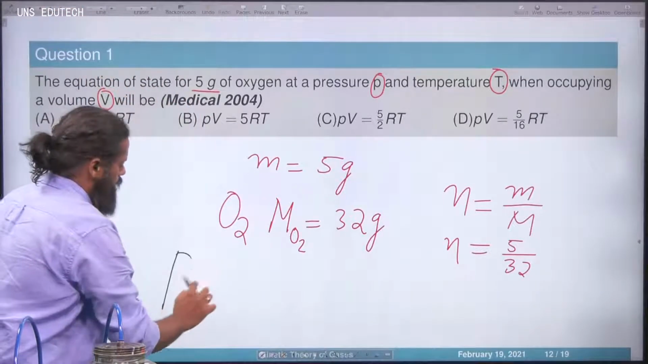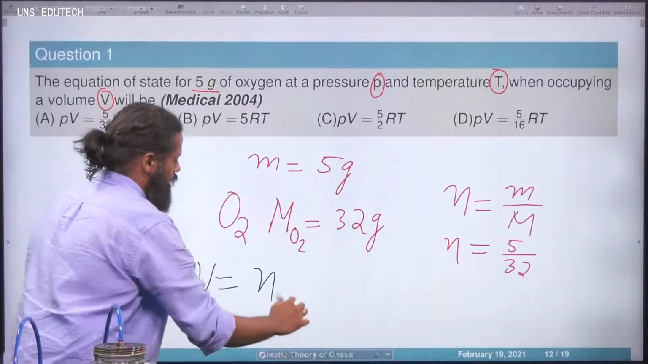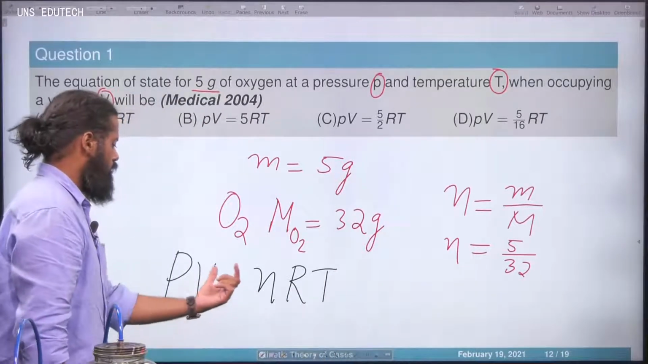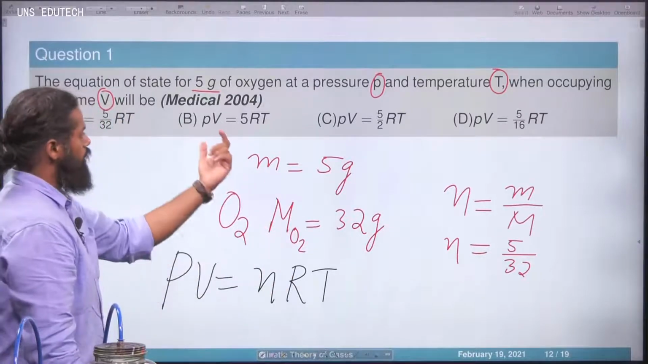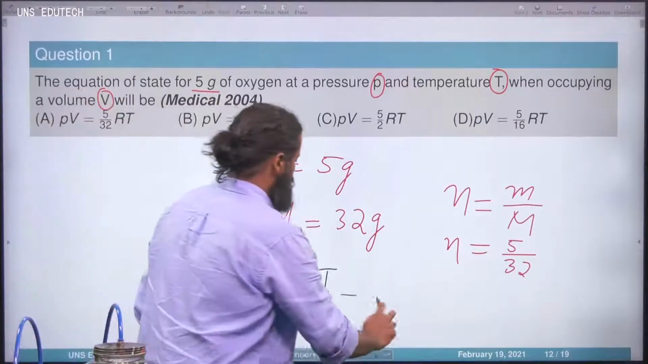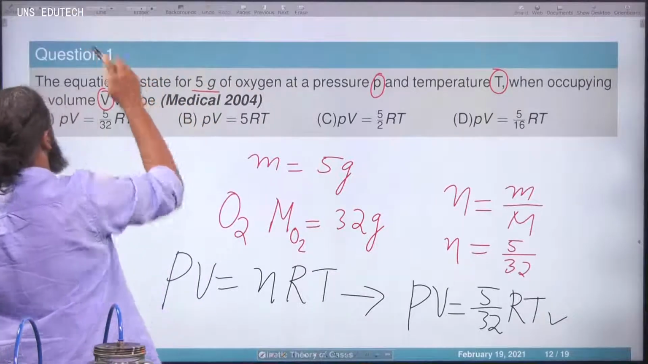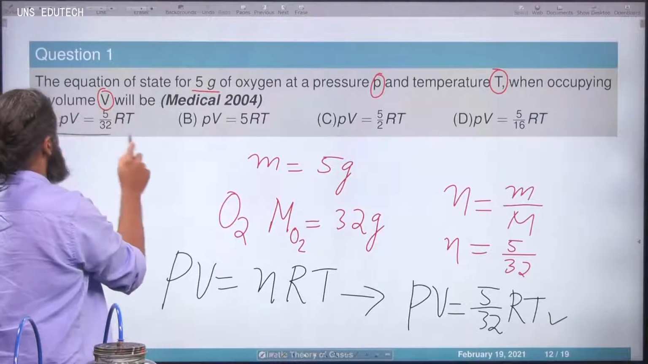So we can see that PV is equal to nRT. You have to substitute and look at option C. Basically this shows that PV is equal to 5 by 32 RT. That is the right answer. You can see the right answer is the first option. So this is the right answer.